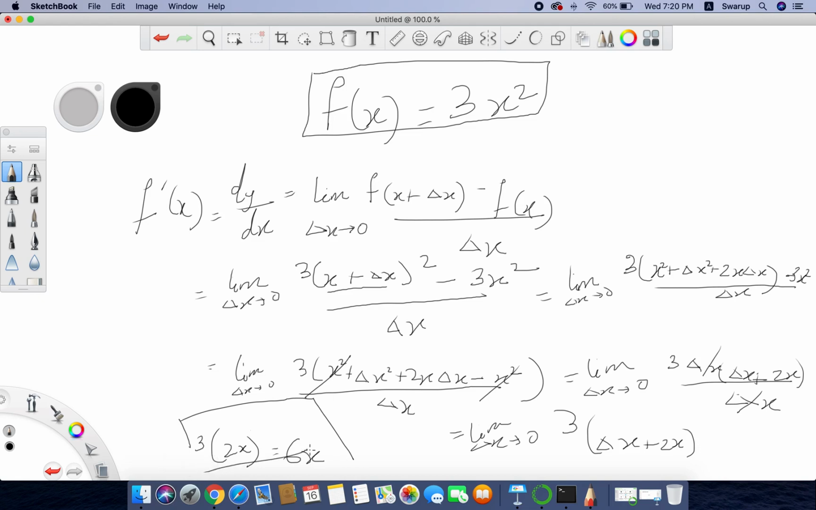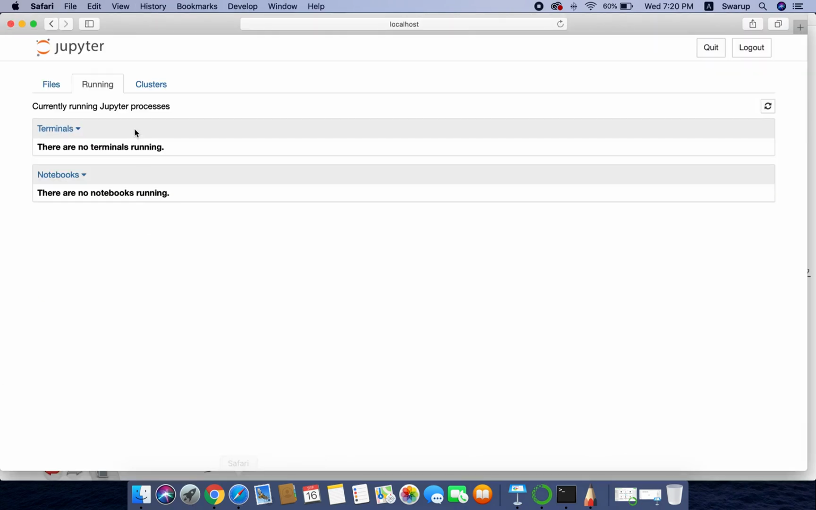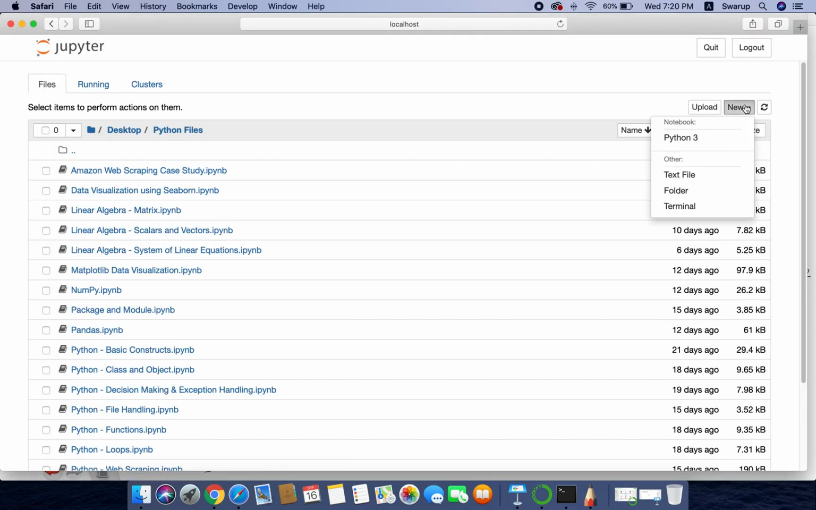Now this same thing we can also try out in Python. We'll check it out in Python. To do this derivative or differentiation within Python, there is a package called sympy, that is symbolic Python. So we'll look into that. We'll open up Jupyter Notebook here and a new Python tab.